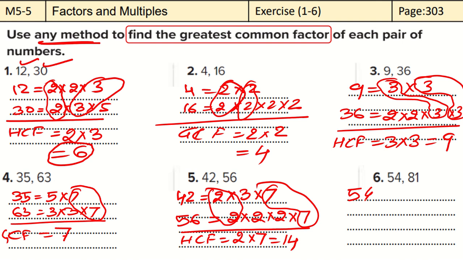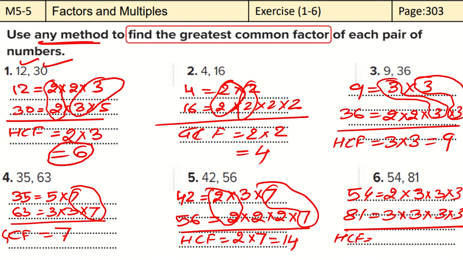What about 54? 54 you can write like 2 times, will it be 2 again? Okay, I am writing 3 here, I will check. Okay, 2 times 3, 6. 6 times 3, 18. 18 times 3, 54. Okay, now for 81, it is 3 times 3 times 3 times 3, 4 times. Okay, so the HCF will be, 2 is not common, 3 is the same, another 3 is also the same, another 3 is also the same. So 3 times it is common. So write 3, 3, 3, and then it will be 27.